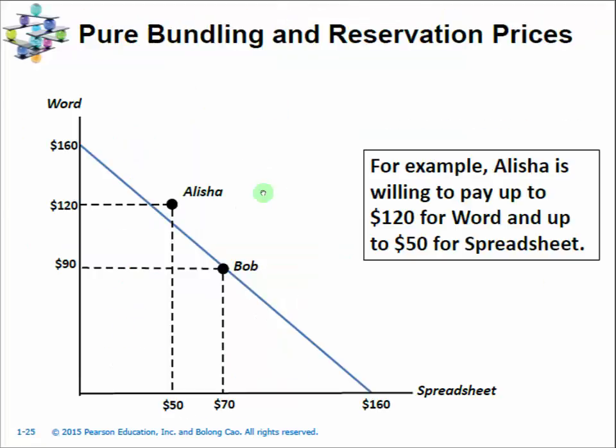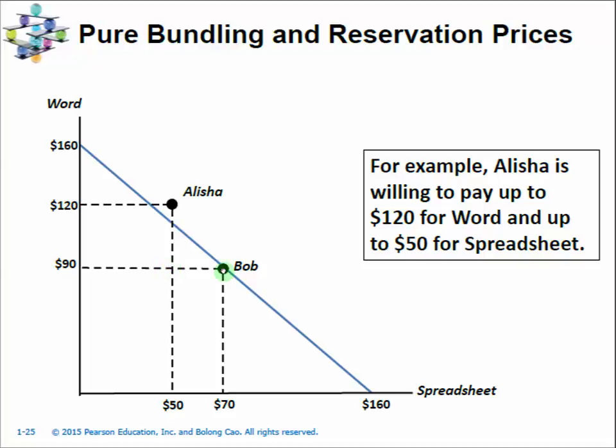Now, in this graph, let's look at why pure bundling works, or why pure bundling can improve the producer surplus in this case. When we price the word processor and the spreadsheet separately, we price the word processor at $90 and the spreadsheet at $50. So the sum of the two prices is $140. It is this point, 90 and 50.